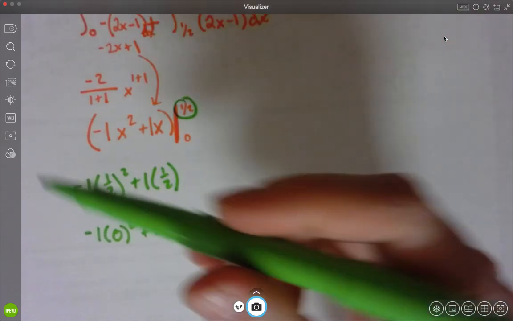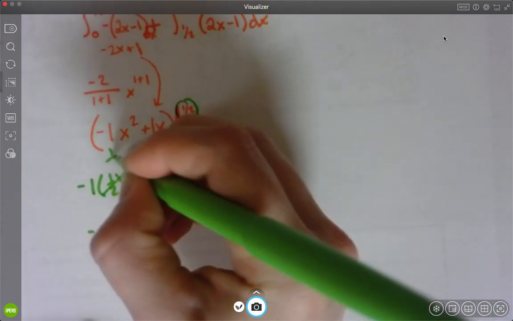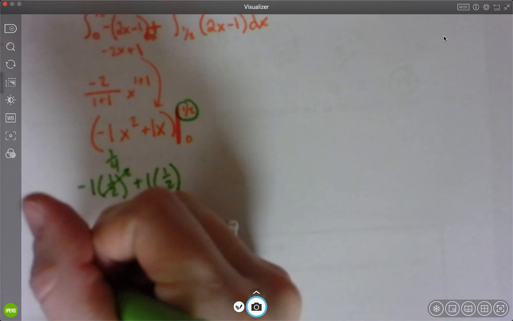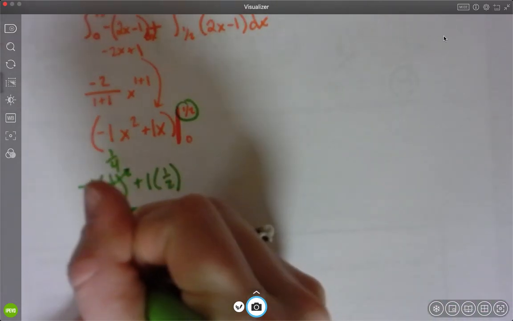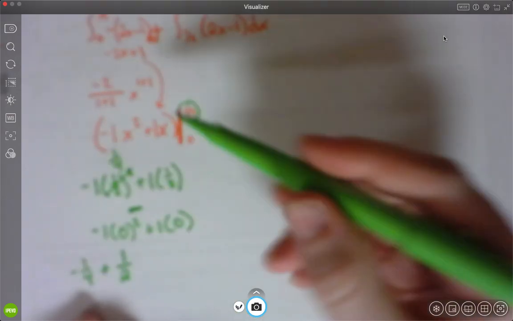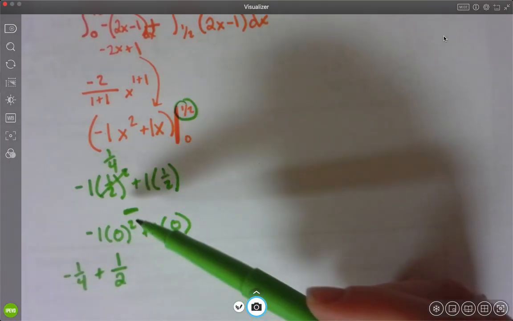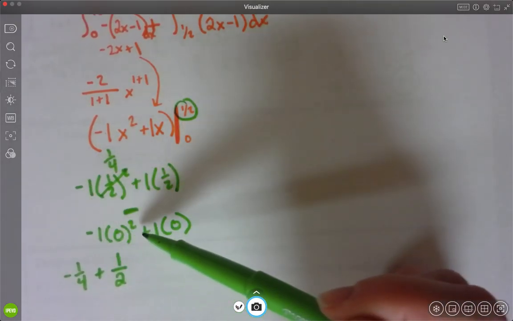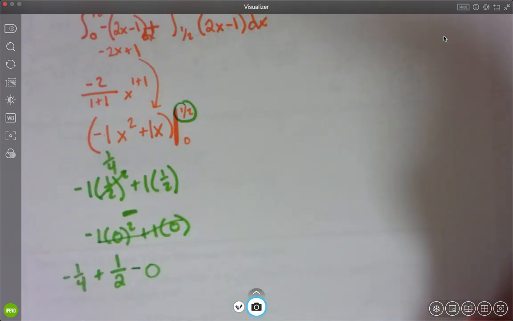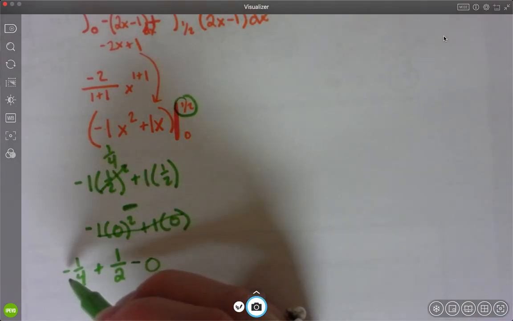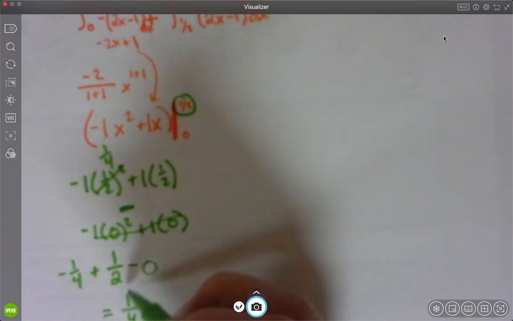Okay, 1/2 squared is going to be 1/4, and I have negative 1 times 1/4. So I've got negative 1/4 plus 1 times 1/2, which is just 1/2. And then minus negative 1 times 0 squared plus 1 times 0. This whole thing is going to end up being 0, so that's kind of nice. All right, then I just have negative 1/4 plus 1/2, which is just going to be a positive 1/4. Okay, that's what his area is.